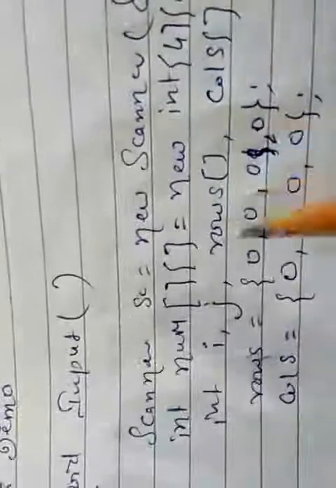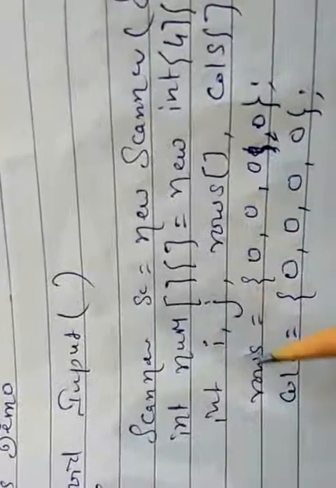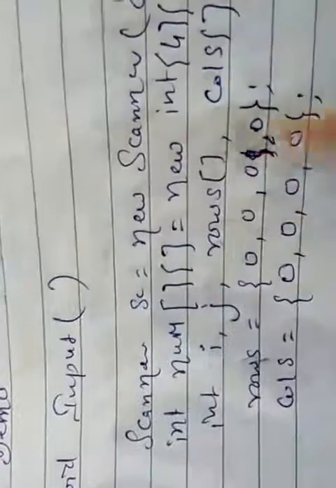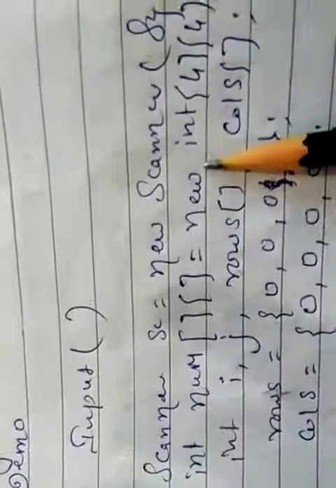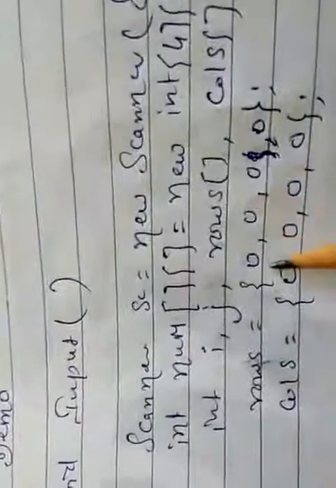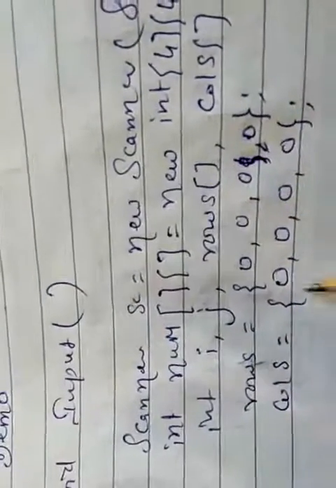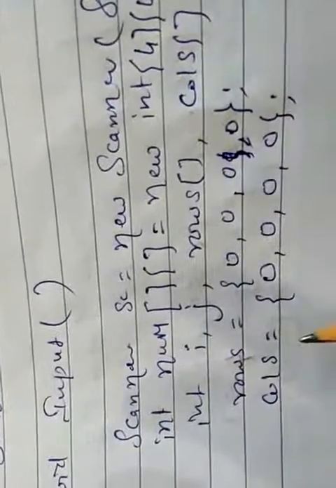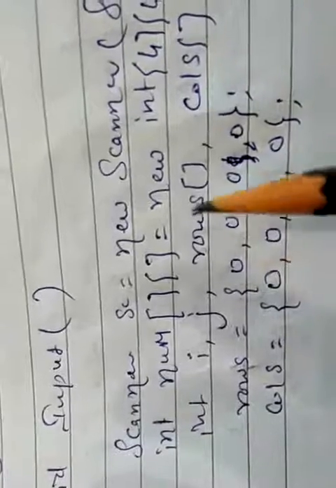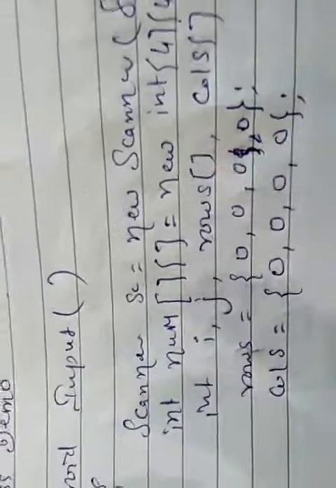We have to declare a two-dimensional integer matrix of 4 by 4, and i, j. This is the row sum and column sum. One important part is that the size of the row sum and the column sum arrays should be equal to the size of the matrix. So here the 4 values we have to assign in rows and the 4 values in columns, because the size of our matrix is 4 by 4.